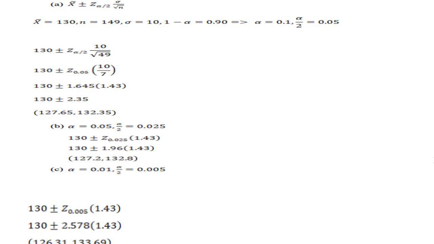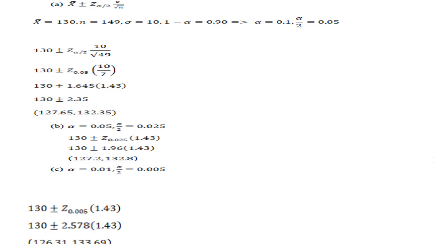Maybe when you come for the physical class, I will show us how we can get the Z at 0.05. But it's very simple. Just take your statistical table, open the standard normal, check the table of contents, check at Z 0.05, and it will give you 1.645. Then 10 over 7 gives us 1.43.